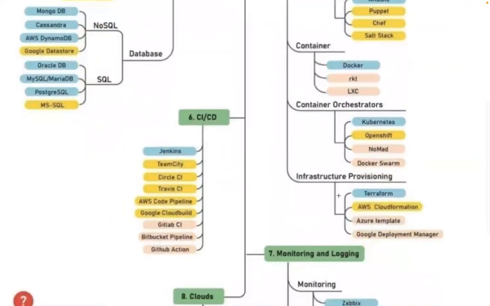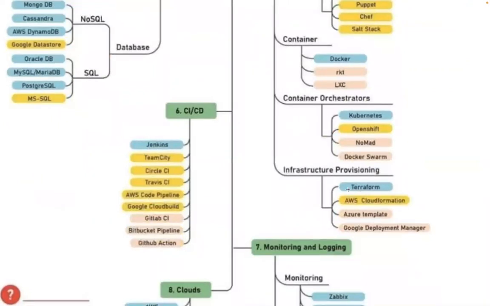Then I talk about infrastructure provisioning. Amara was talking about Terraform. Terraform is used for all the clouds, but CloudFormation is mainly used on AWS. Azure template is only used on Azure. Then Google Deployment Manager is only used on what? GCP.